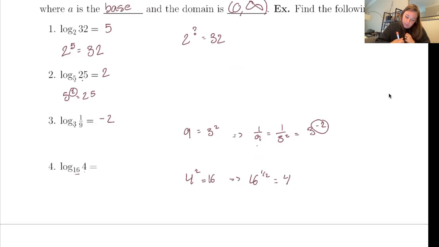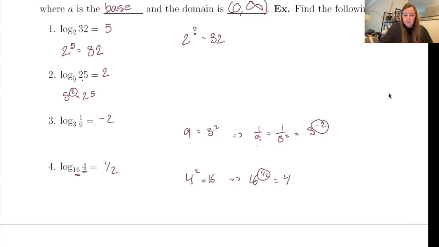Okay. And since the only numbers in here can be positive, I'm not ever going to worry about taking the square root of something that's negative. And same with a also being greater than 0. So we don't have to worry about anything like that. So that's pretty cool. So if 16 to the 1/2 equals 4, log base 16 of 4 is going to be 1/2.